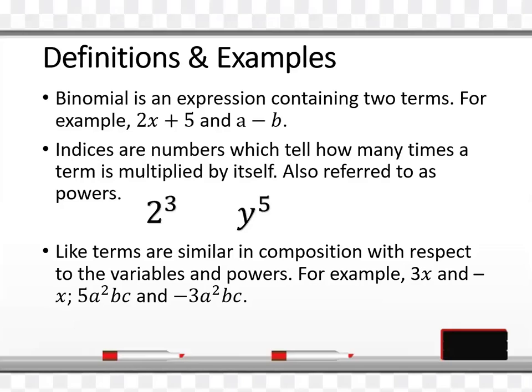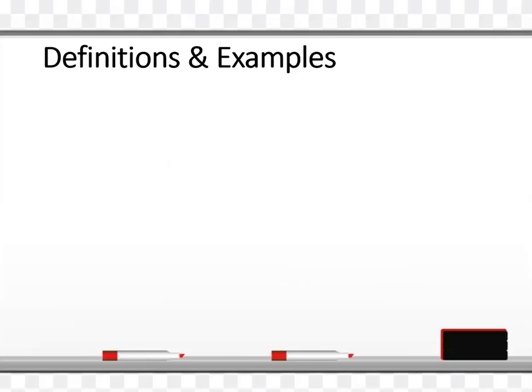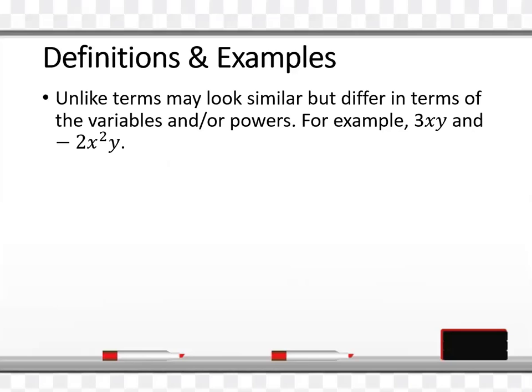So what are unlike terms? Let's find out. Unlike terms, on the other hand, may look similar, but will not meet all the requirements for them to be described as like terms. Take, for example, 3xy and negative 2x squared y. While they have similar variables, they differ with respect to the powers.